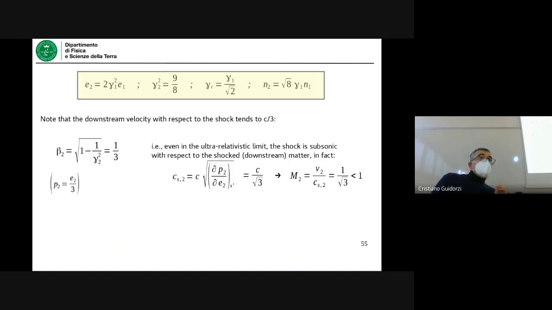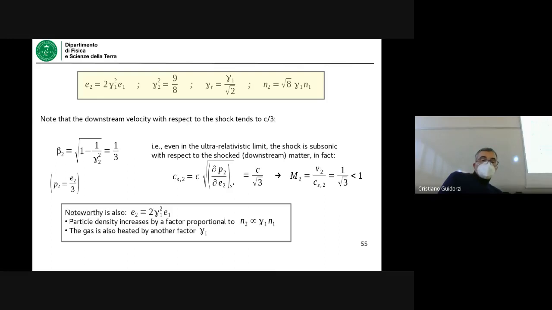And this should remind you, from a qualitative point of view, of the very same result in Newtonian physics. No matter how fast the shock, the shocked fluid, the downstream fluid, will be moving with respect to the shock subsonically. Here it is the same. And in the case of a strong shock, we calculated the Mach number. It tends to 1 over square root of 3, which is definitely lower than 1.